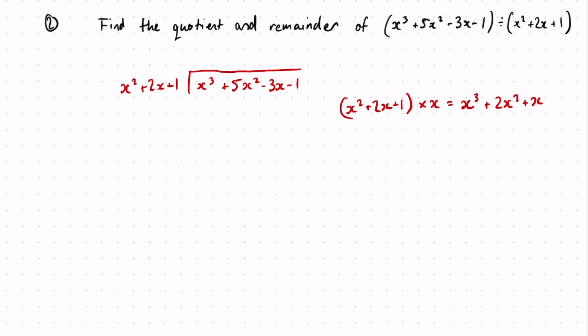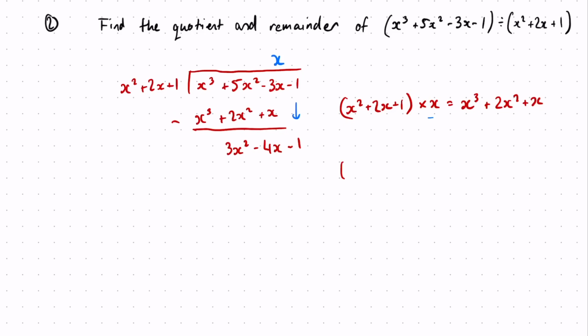That is what I'm going to take away. So I'm going to take away x cubed plus 2x squared plus x. That's going to leave me with no x cubes, 3x squared minus 4x. Carry down the minus 1. Okay, put what I multiplied by at the top, the x. Again, making sure to put it in the correct column, so the x goes in the x's column. That leaves me with 3x squared minus 4x minus 1. That's what I need to get rid of next.